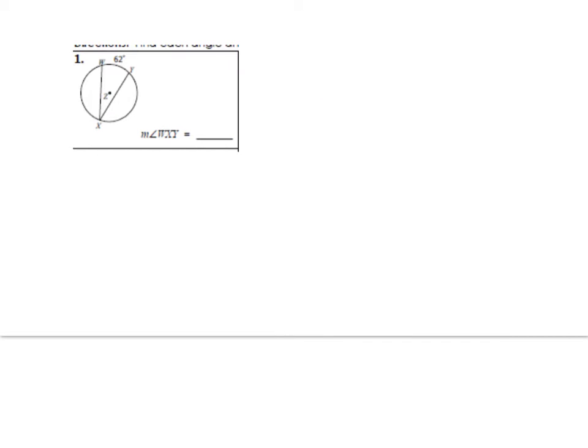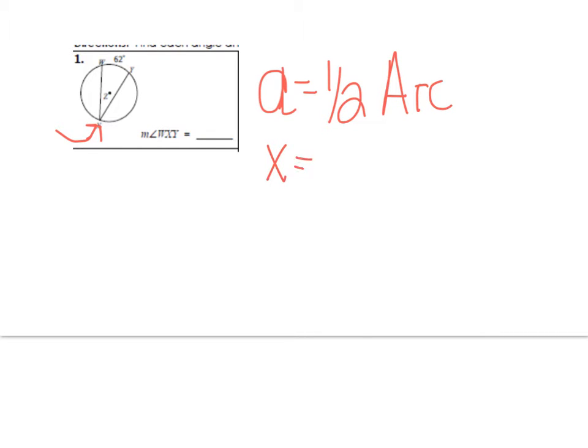Let's try problem number 1 in your booklets. The first thing you have to notice is that we're working with an inscribed angle. So the first thing you want to do is write the formula. The angle is equal to half the arc. Do we know what the angle is? No, we don't know what the angle is, so the angle is going to be the variable. The angle is equal to half. The arc for that angle is 62. So half of 62 is equal to 31. So the measure of the angle is 31 degrees.